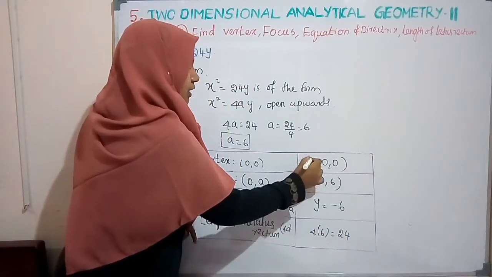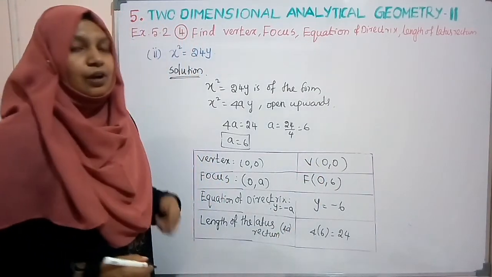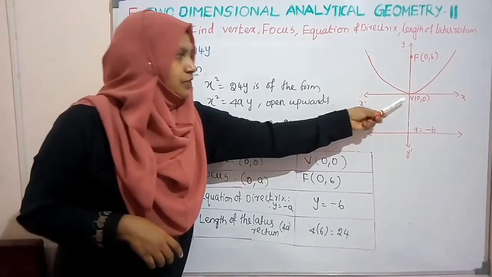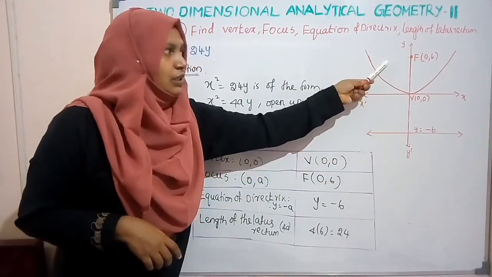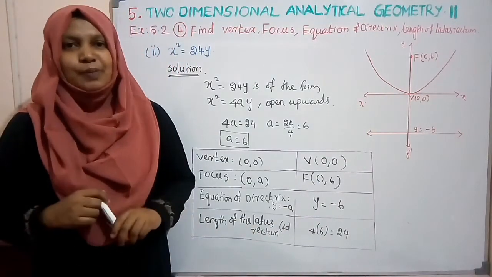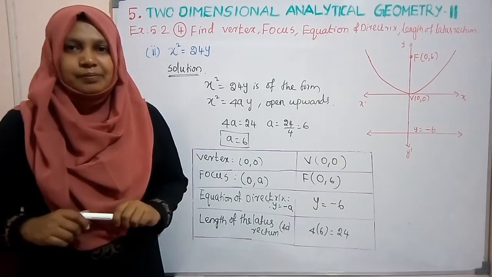Okay. You can give the name also. Vertex is V and the focus is F or S. So you can see the diagram also. Vertex 0, 0 and focus 0, 6 and the directrix y is equal to minus 6. These three things alone you can mark on the diagram.